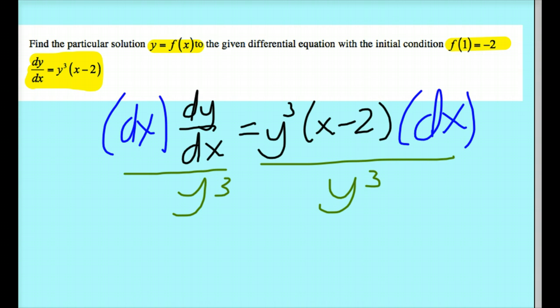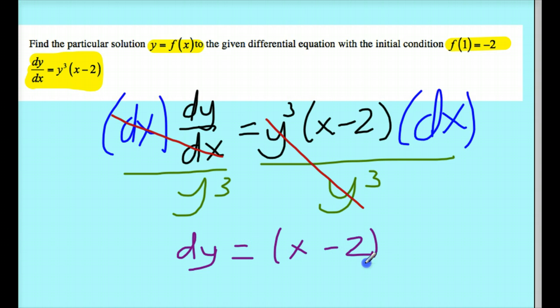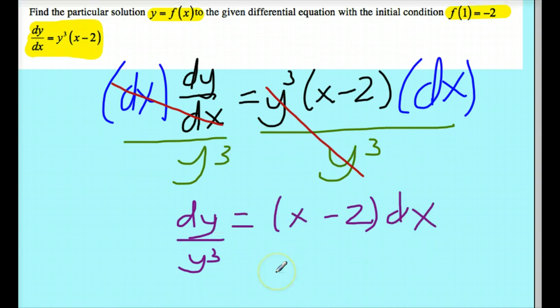So once we do this, you see that these dx's cancel, these y cubes cancel, and if I were to rewrite this, I get dy over y cubed is equal to x minus 2 dx. And so that's step 1. Oh, sorry, divided by y cubed, I forgot the y cubed right here. We have to make sure we get the y's on one side, which is right here. Then we have to make sure we have the x's on the other side, which is right there.